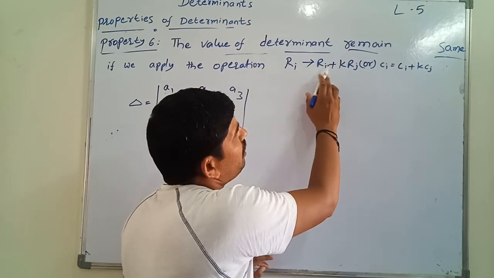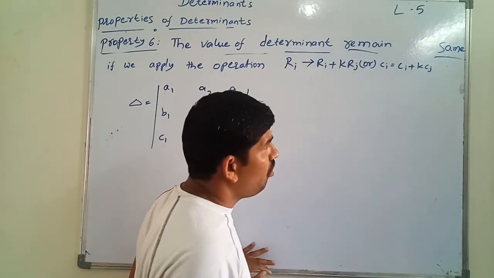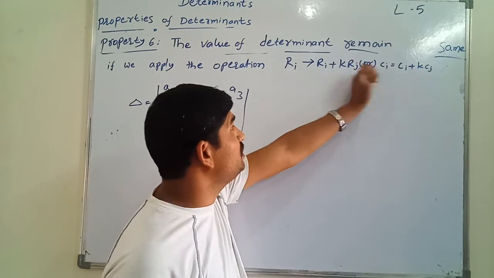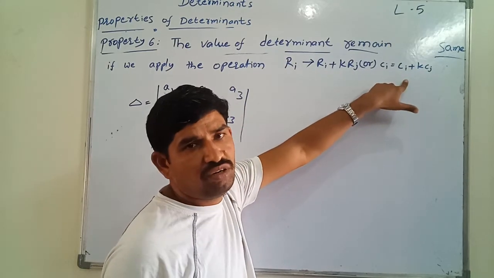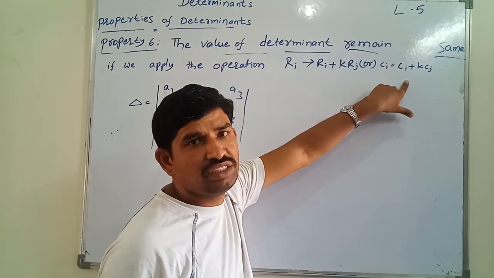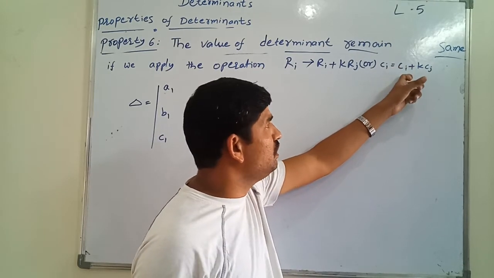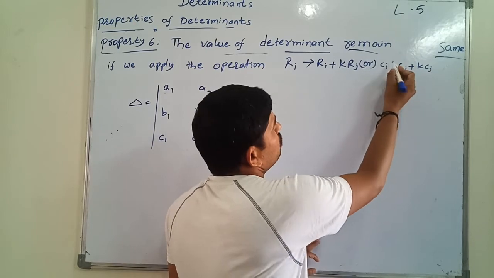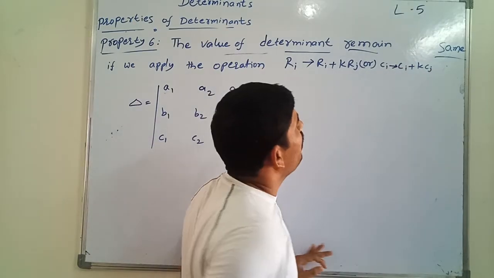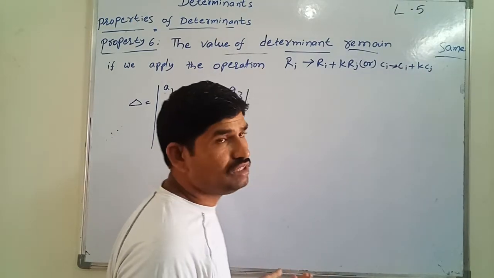Ri tends to Ri plus k into Rj, or we can apply the column operation also. This is the row operation, and this is the column operation. We have already completed these in matrices. So the column operation is Ci tends to Ci plus k into Cj.